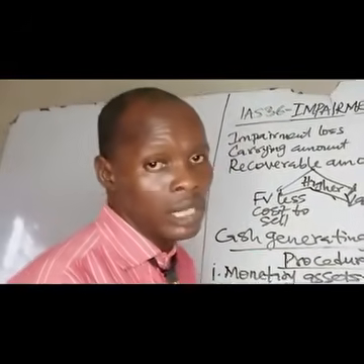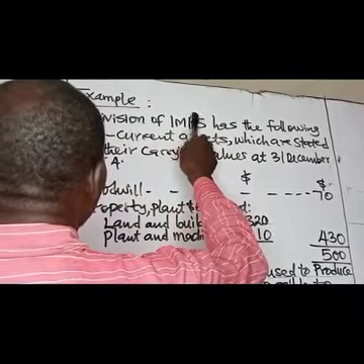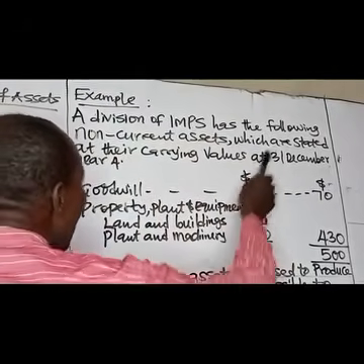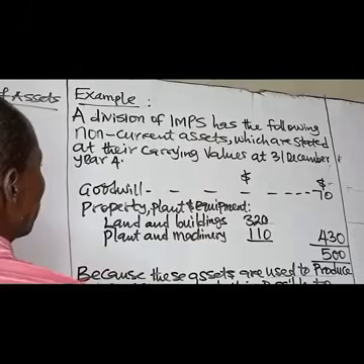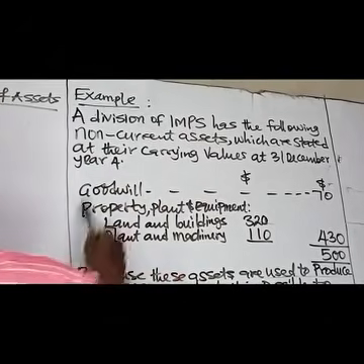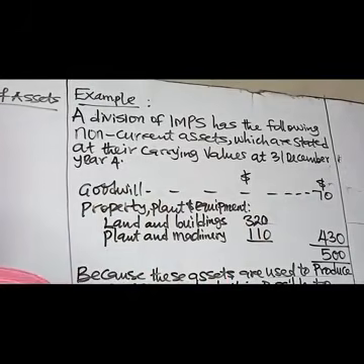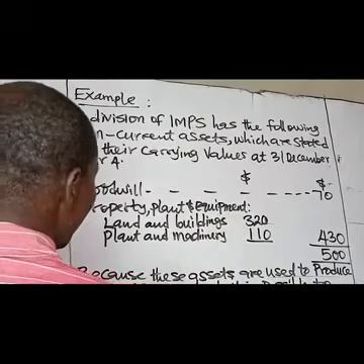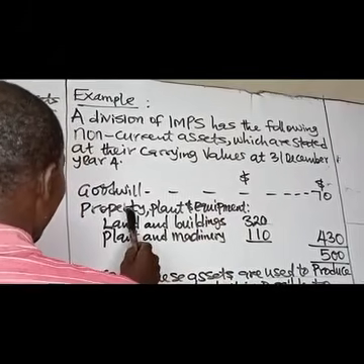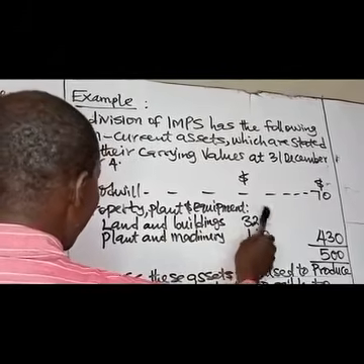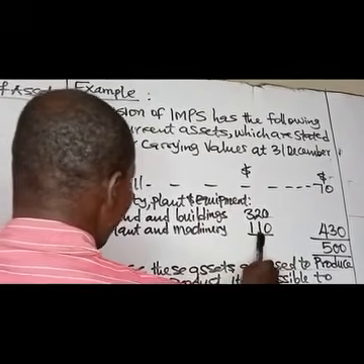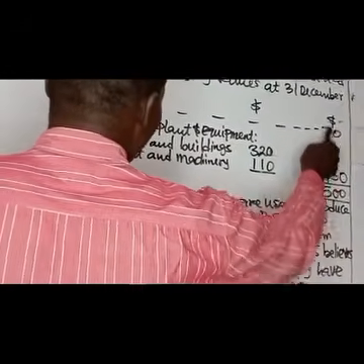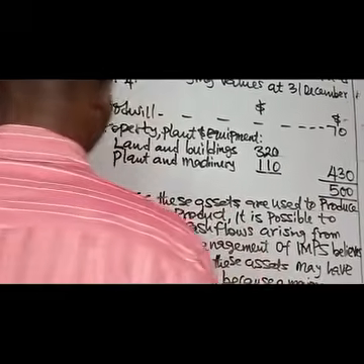Now, let's take a worked example. A division of IMPS has the following non-current assets, which are stated at their carrying values at 31st December year 4, amount in dollars. Goodwill 70. Property, plant and equipment comprises land and buildings 320, plant and machinery 110, total 430. Then we have the total of the cash generating unit to be 500.